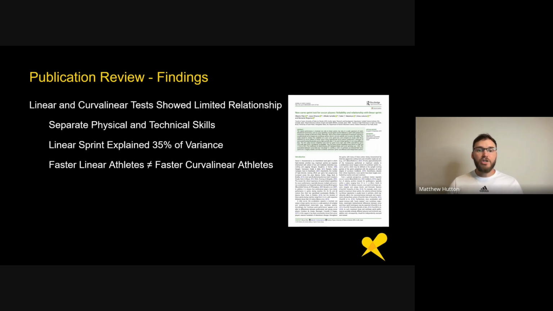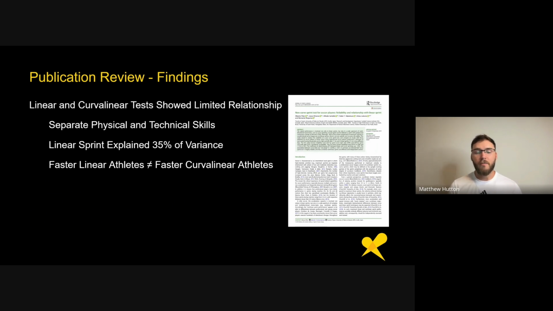For the relationship between the linear and the curvilinear, the study found that there were separate physical and technical skills that were involved in the curvilinear running. So one of the things that was said was that hamstrings will have different activation patterns. And this has been known in the track and field community for a while, but your inside leg and your outside leg are going to have different EMG activity if you put EMG on somebody when they run a curve. So you've got different medial and lateral hamstring activation. You've got different hip internal, external rotation patterns that are happening.